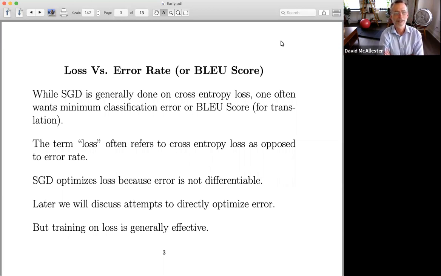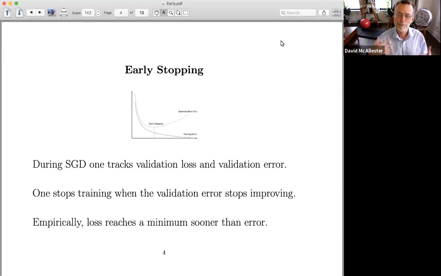So error rate is, you predict the most likely label, say if you're doing ImageNet classification, and how many times do you get it wrong? Or if you take the top 5, how many times is the correct label in that top 5? And we're going to talk at some point about algorithms that try to directly optimize an error rate or a BLEU score or something other than the log loss. But training on the fundamental equation, on the cross entropy, is by far the most standard thing to do.